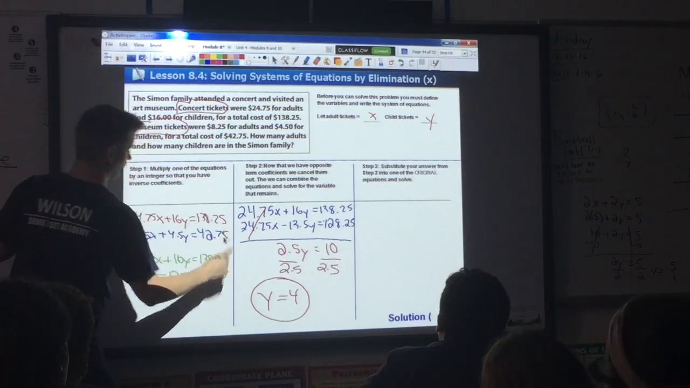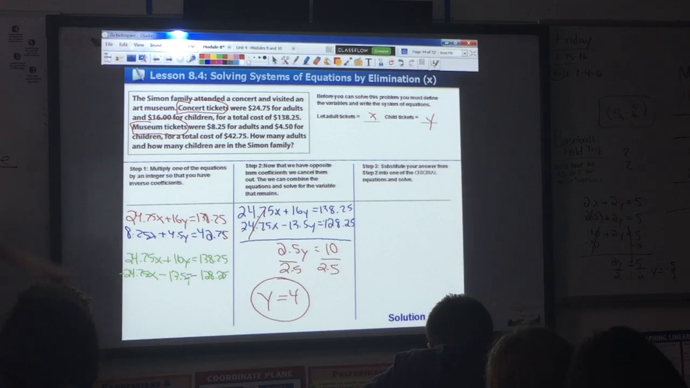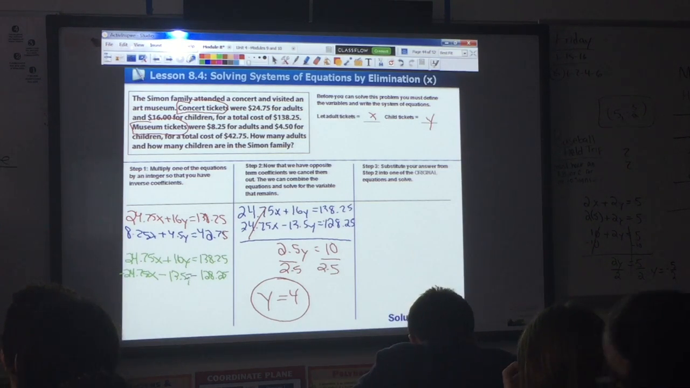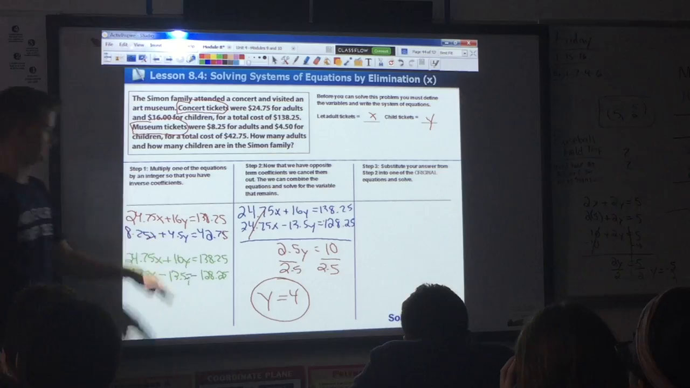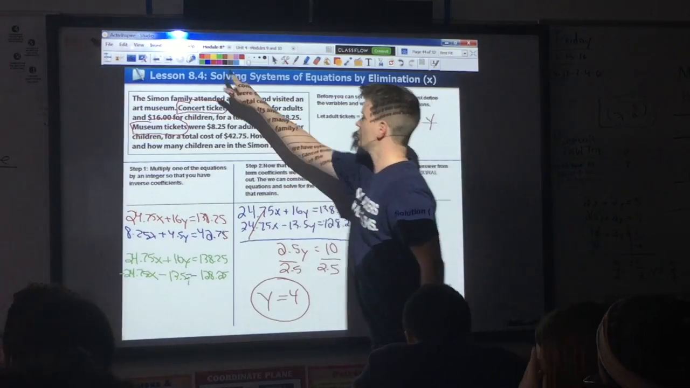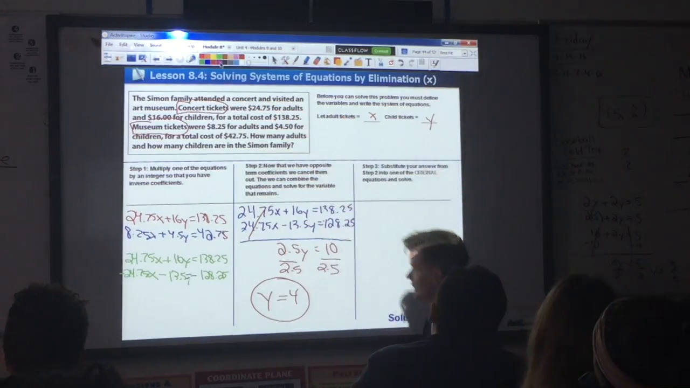And I am going to identify one of these equations to substitute y equals 4 back into. Which one do you want to use, Vivian? Bottom or top? Bottom. Bottom is easier. So we'll substitute this into the bottom equation. We'll see if we can figure out what x is.